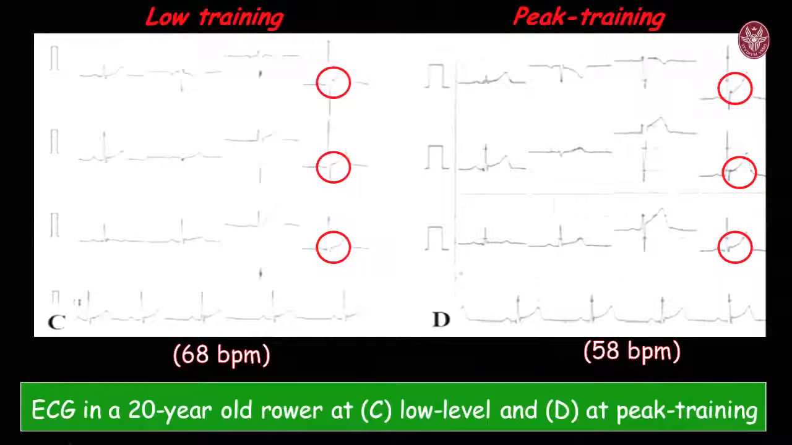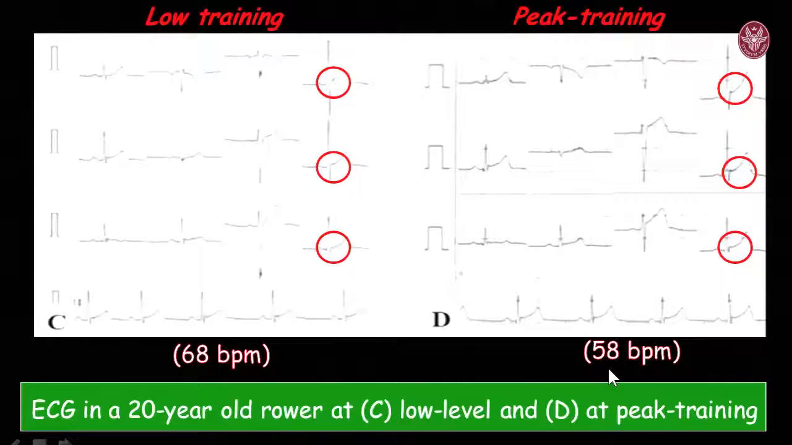Another example on the opposite, this is an athlete, a rower, who was examined at a low training period, heart rate 68 beats per minute, with no evidence of J-wave, which starts to become evident here. The heart rate is 58.